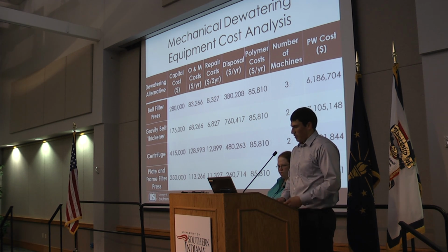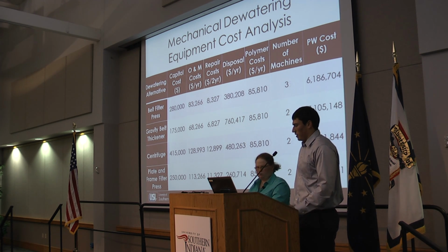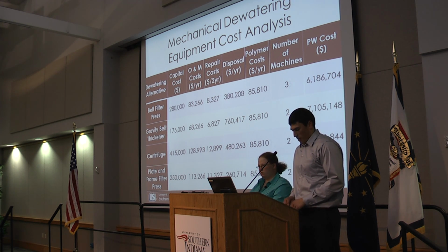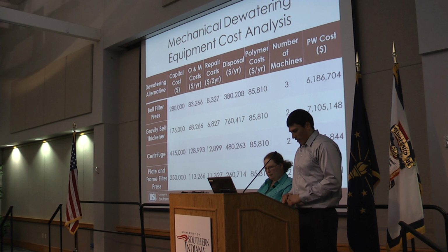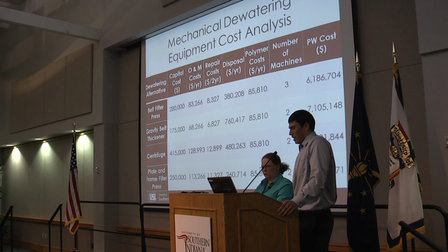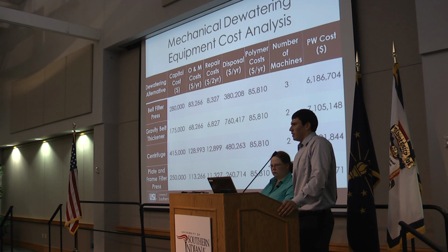As you can see, the capital costs for the plate and frame filter press are over $2 million cheaper than any of the other alternatives. For the analysis, the capital costs were obtained through contact with many company representatives, and the operating and maintenance costs were found through research papers that were done from other companies that did similar designs.